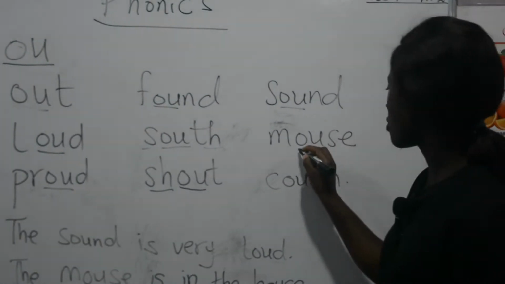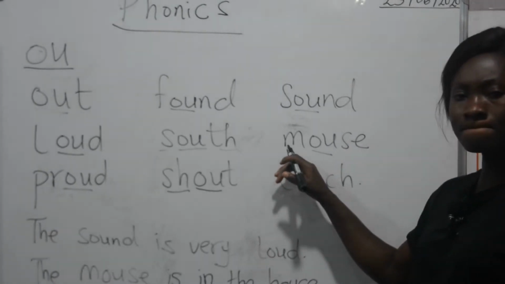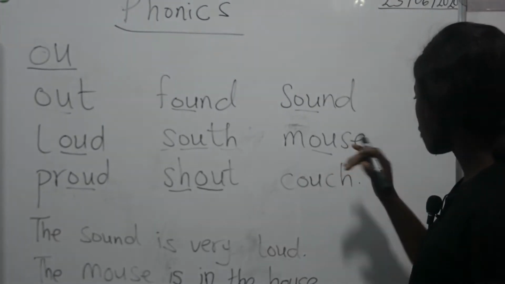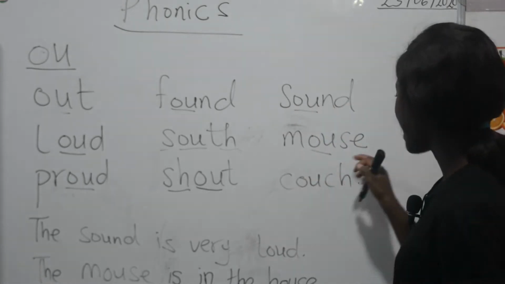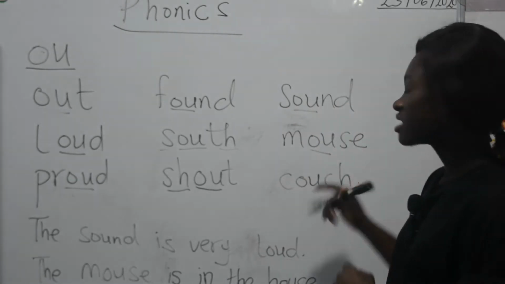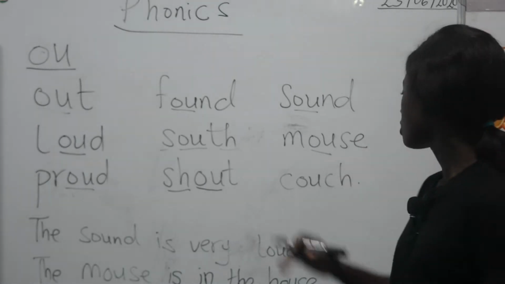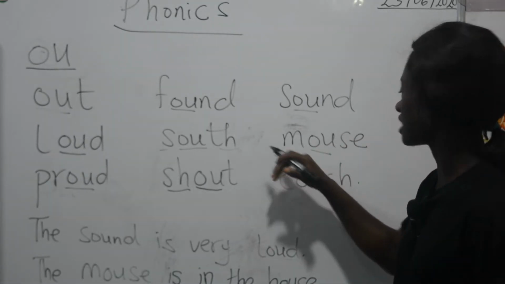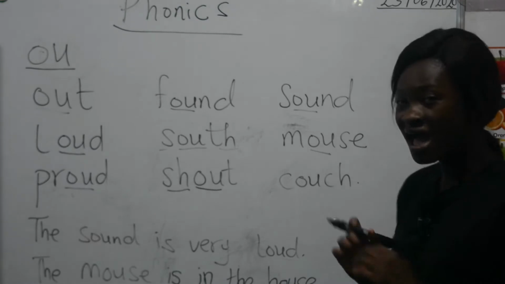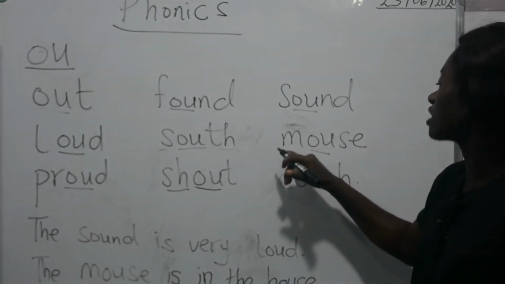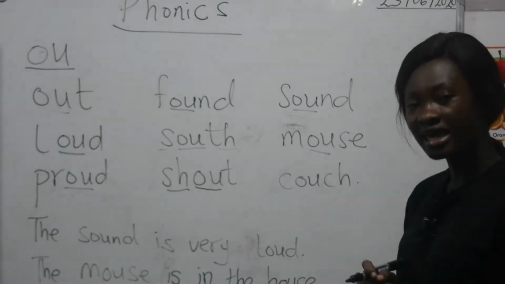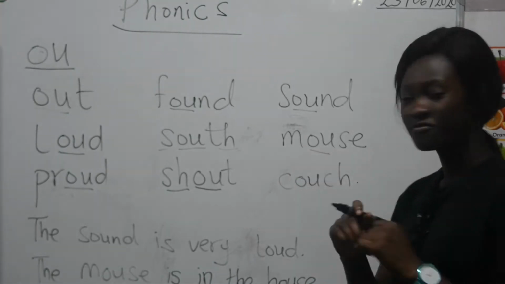Very good. Now we have ow here. And then m as the beginning sound. I've always told you, when you write a word or you see a word that ends with s and e, the e is silent. You don't pronounce it. You pronounce it as mouse. The e will not come. I told you. All right, so this word is what? Mouse. Again, mouse. Very good.